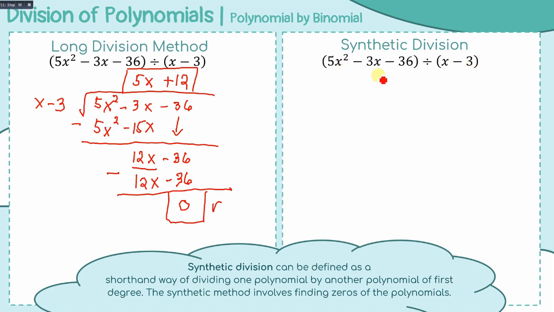So we will just equate the x to 3. We take the opposite sign of negative 3, which is a positive 3.